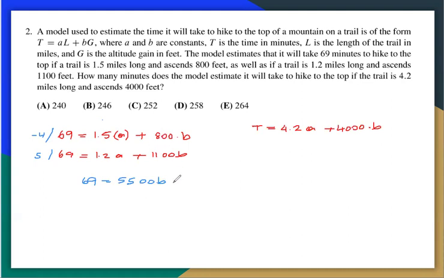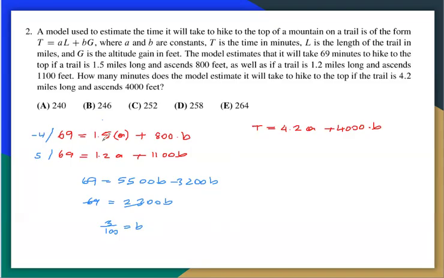And then 4 times this will be 3200 B. So 55 minus 32 is going to be 2300 B. And this is going to be 69. So cancel 23's. That should be just 3 divided by 100. So 3 over 100 is our B. So we got B as 3 over 100.